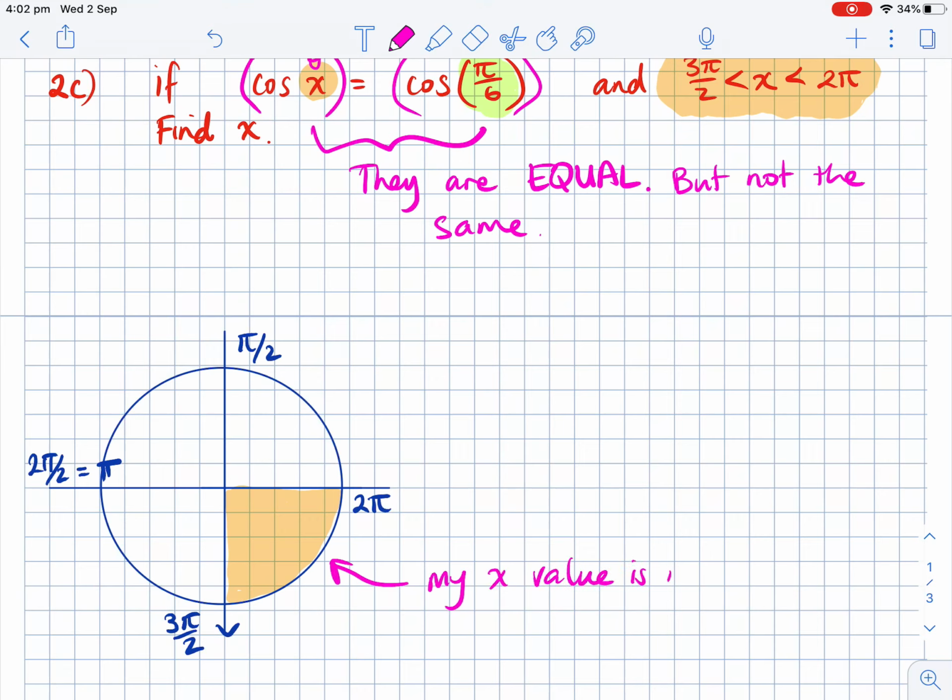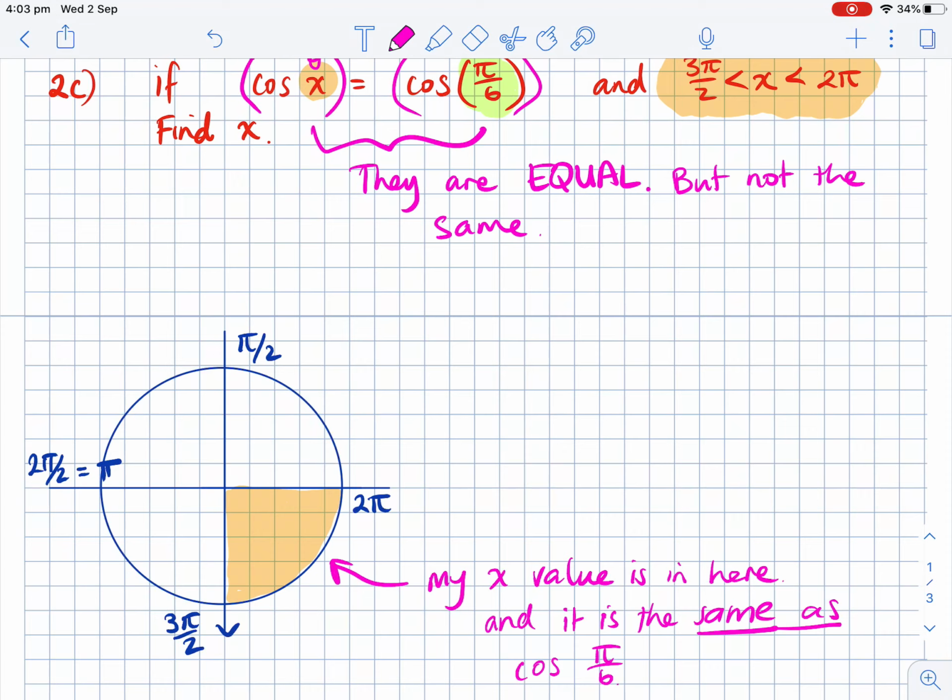My x value is in here. And it is the same as cos of pi on 6. Alright, so now let's put cos of pi on 6 in there. So we've got to know radians.